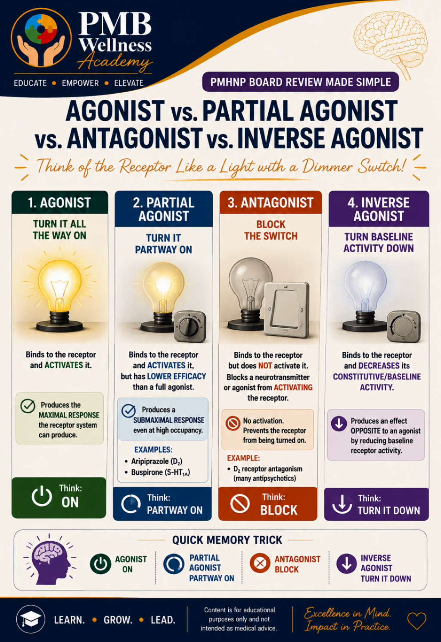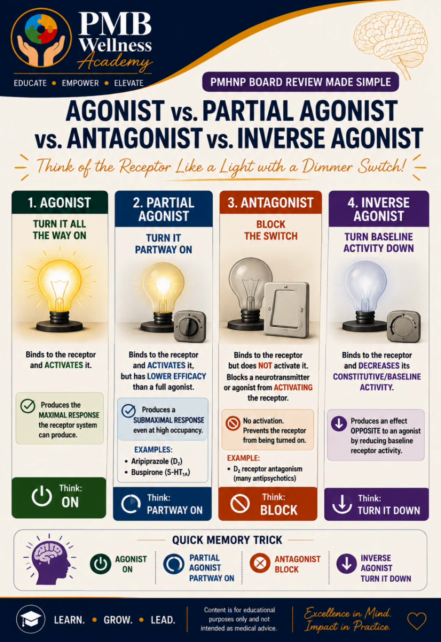So let's do a quick review. We're going to put all four together. Agonist, you're going to turn it on. Partial agonist is partway on. Antagonist is being blocked. Inverse agonist, you turn the baseline level down. So when you see one of these on the boards, don't panic over the definition. Just ask yourself, what is happening to the receptor's activity? Once you can answer that, these concepts become much easier to separate.